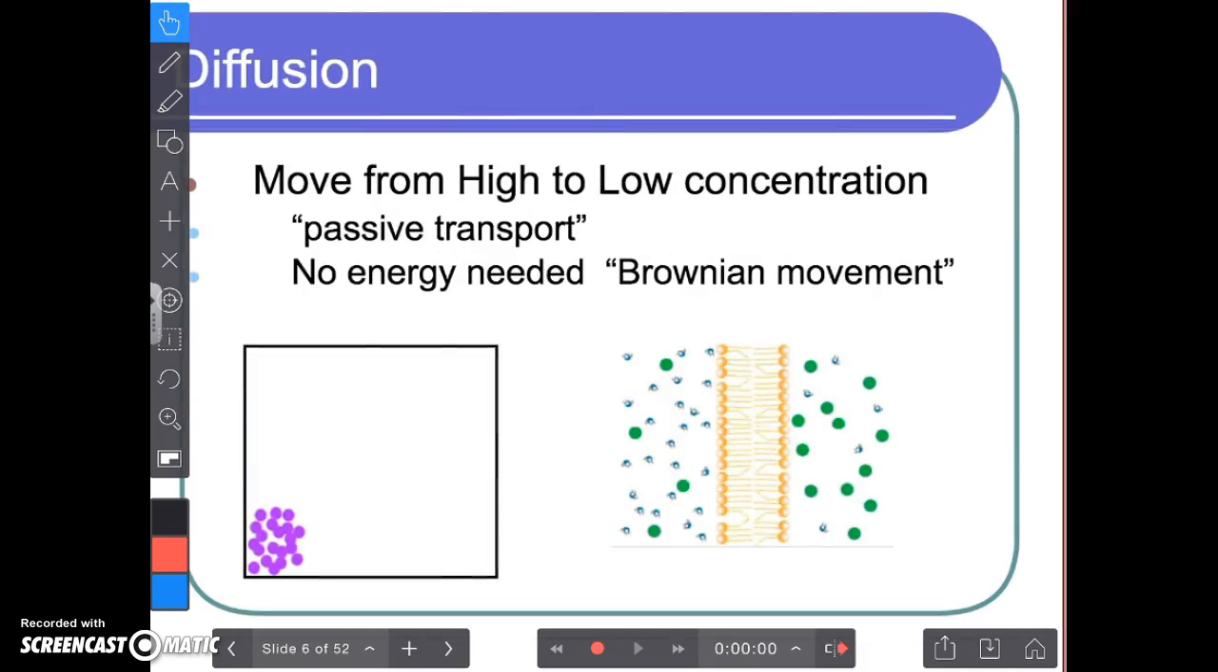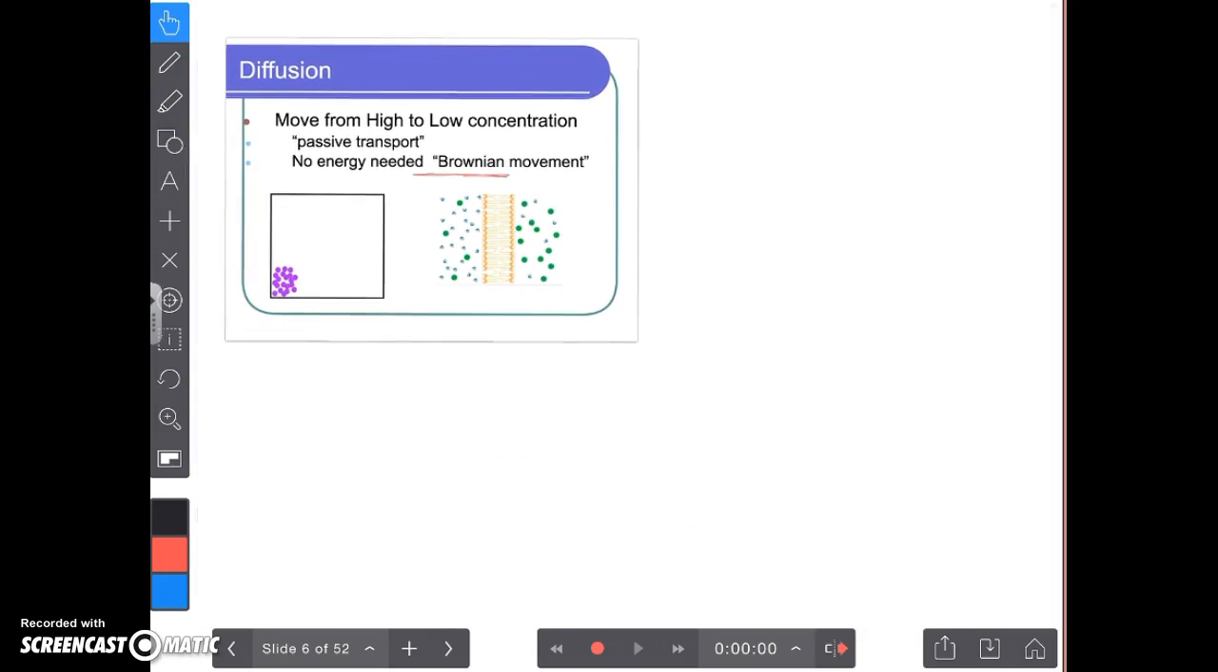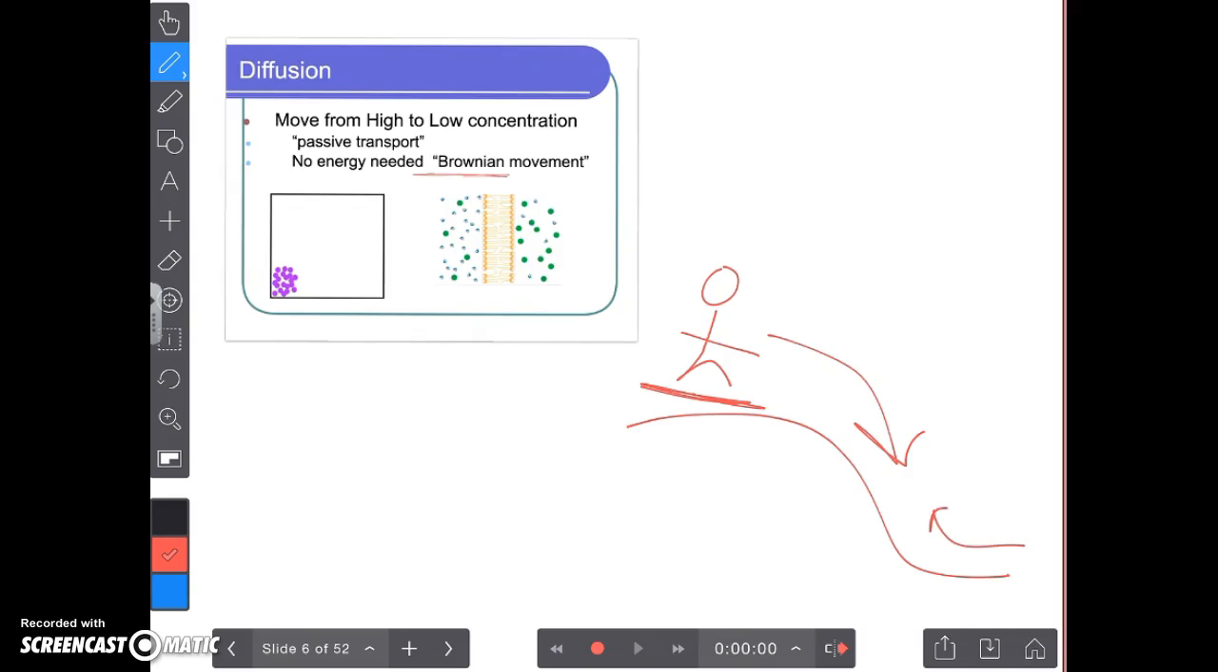So this Brownian movement that we've mentioned before is diffusion. Brownian movement is diffusion, the movement from high concentration to low concentration where no energy is needed. So we always give the example that if you're on top of the hill with a skateboard or a sled, you want to go down this big hill, it's much easier to go down than to sled uphill. Sledding downhill is no energy. Going uphill uses a lot of energy.